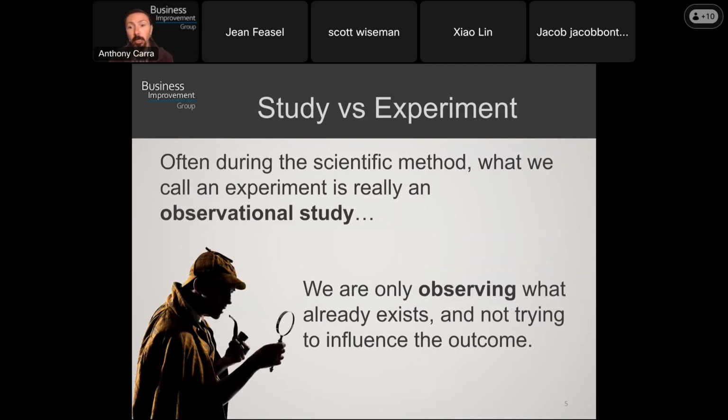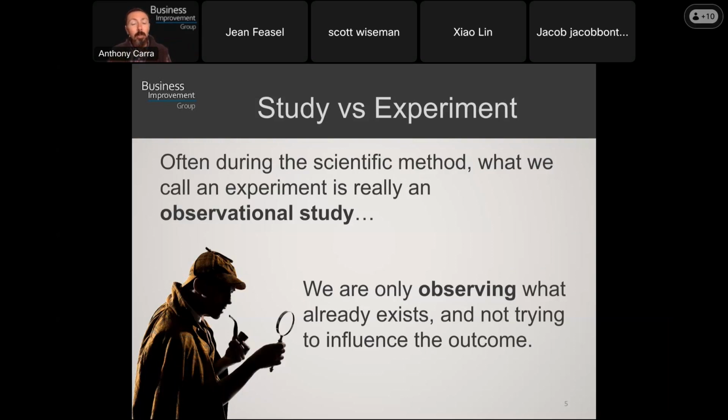So when I talk about experimentation, I want to be very clear that there's a big difference between a study and an experiment. Usually a study, or an observational study, when we're doing scientific method or engineering development, things of that nature, is collecting data. So we're still collecting data, we're still analyzing data, but it is data from a process or an output that already exists. We're only observing. We're not trying to influence the outcome.